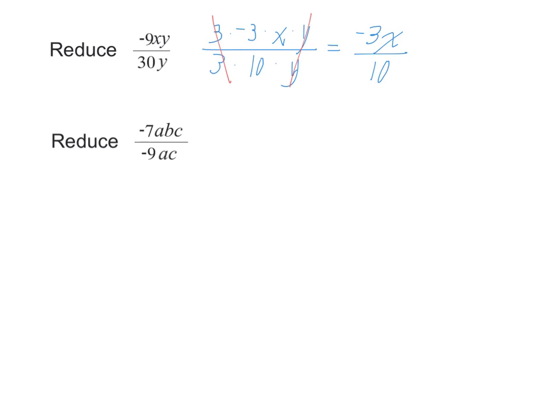Down below, I see 2 negatives that can cancel, a's that can cancel, and c's that can cancel. No numbers are in common between 7 and 9, so I'm left with 7b on the top and a 9 on the bottom.